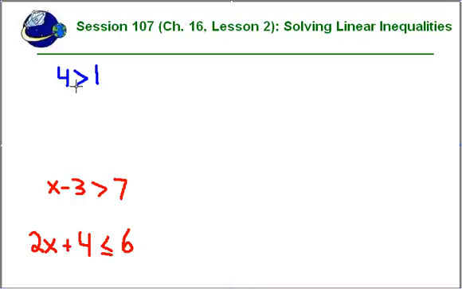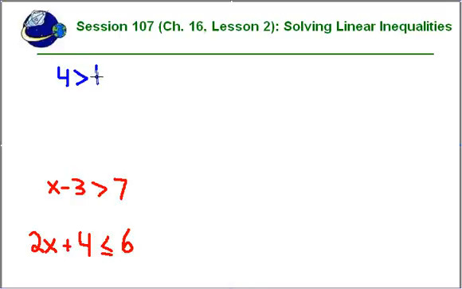What about if we multiplied both sides of an inequality by the same number? Well, let's multiply both by 11. Well, what's 11 times 4? 44. 11 times 1 is 11. Is 44 still greater than 11? Yes. What if we multiplied by 1? 4 times 1 is 4. 1 times 1 is 1. 4 is still greater than 1.